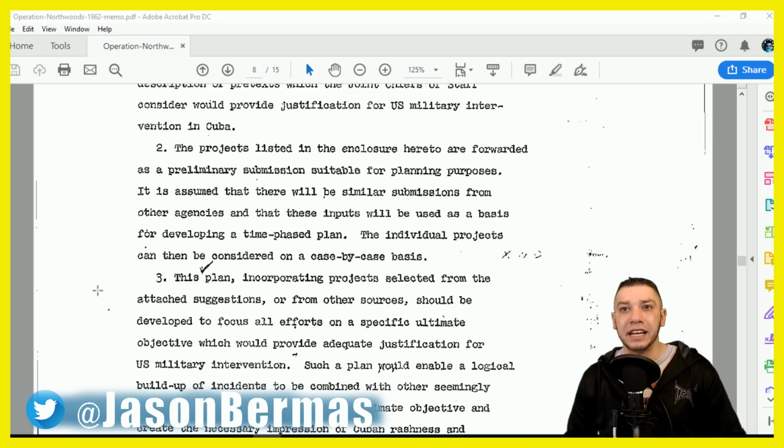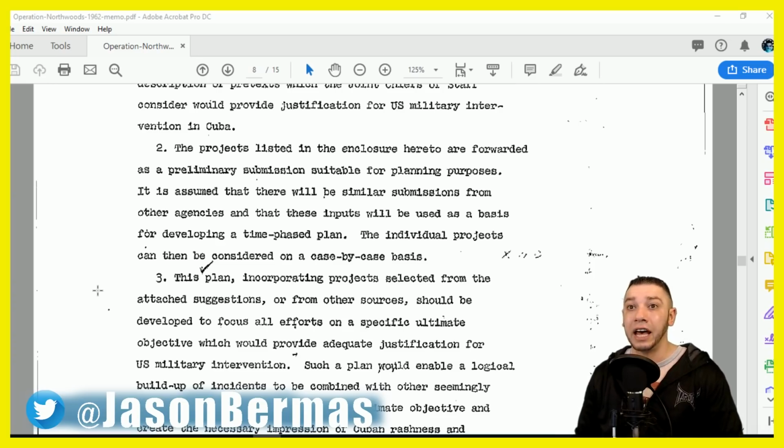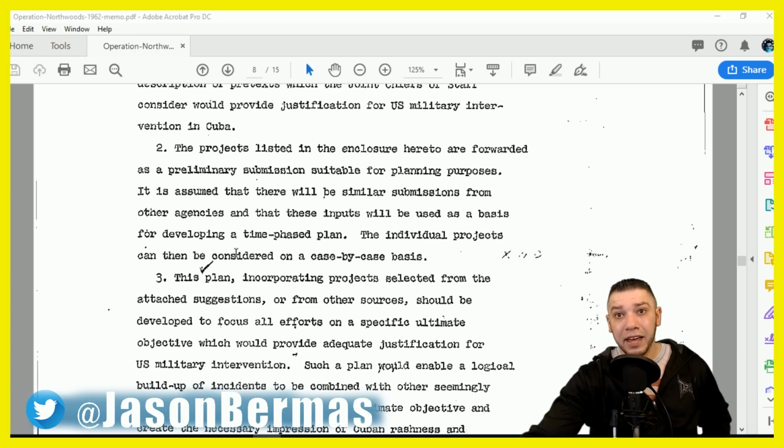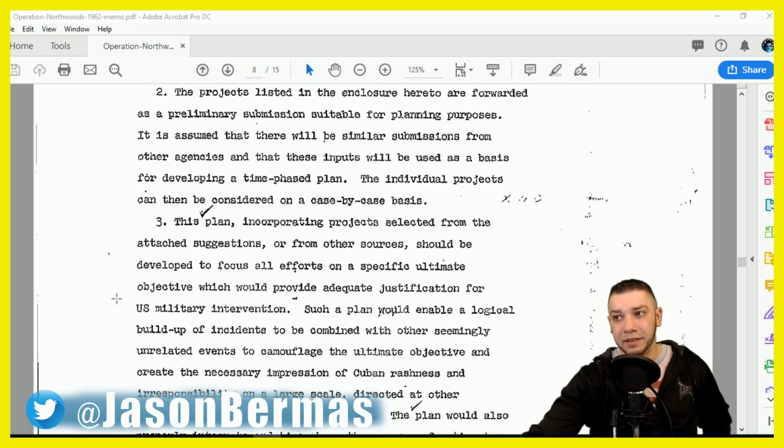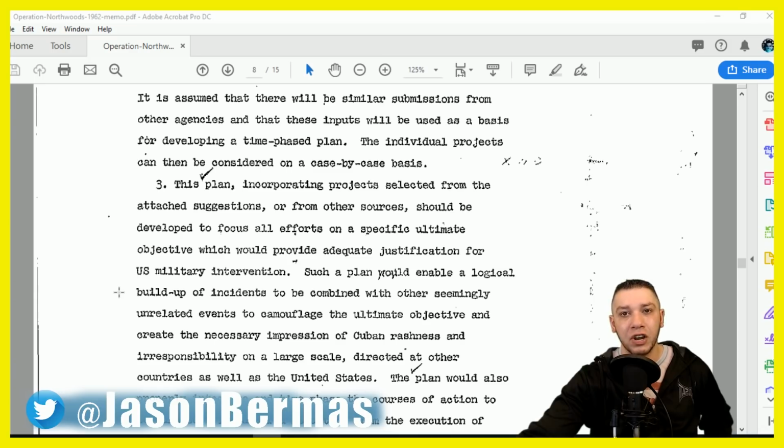The projects listed in the enclosure hereto are forwarded as preliminary submissions for suitable planning purposes. It is assumed that there will be similar submissions from other agencies, and these inputs will be used as a basis for developing a time-based plan. The individual projects can then be considered on a case-by-case basis. Let's see. This plan, incorporating project selection from the attack suggestions or from other sources, should be developed to focus all efforts on a specific ultimate objective, which would provide adequate justification for U.S. military intervention. Such a plan would enable a logical buildup of incidents.